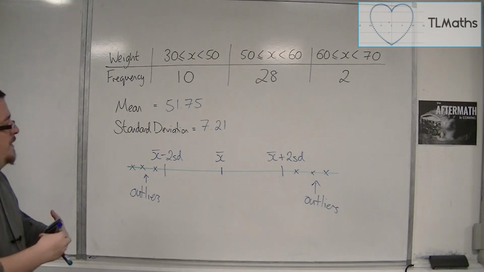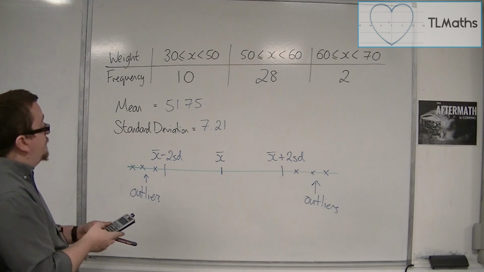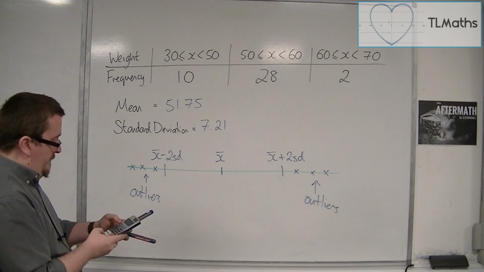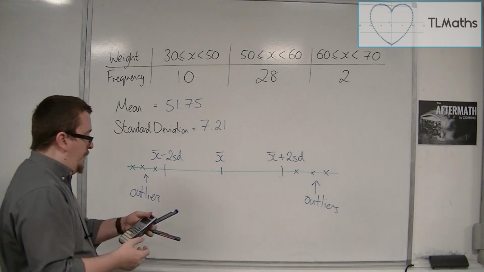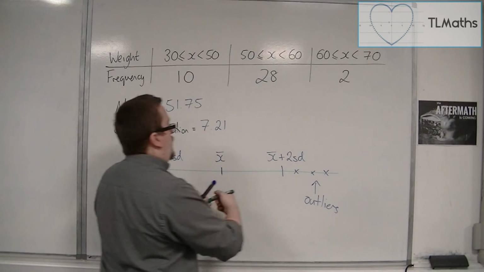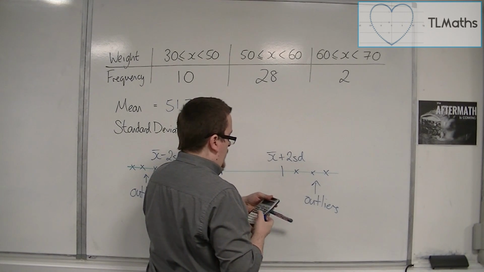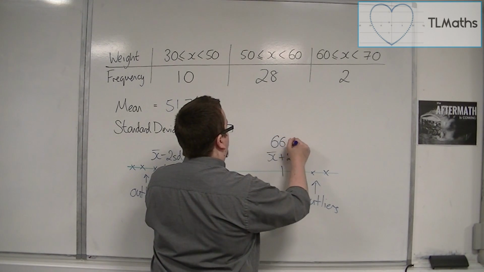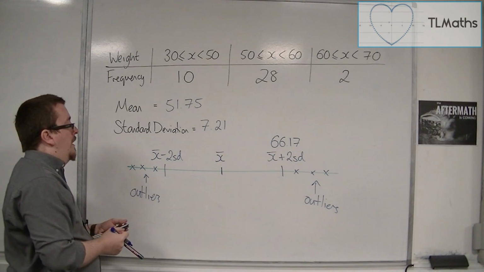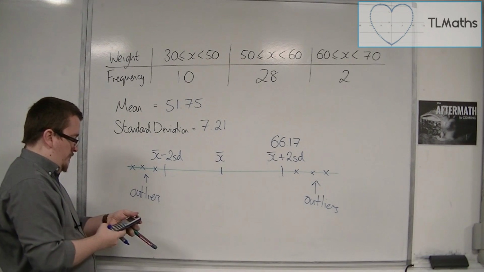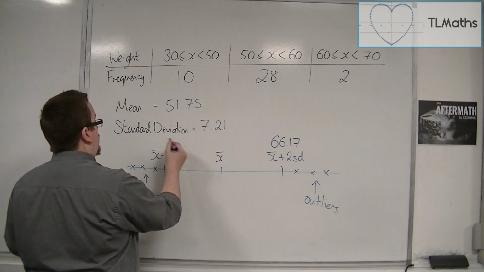Okay, so if I do this for this problem, then we have 51.75 plus the standard deviation, which is 58.96. So this would be 2 lots of standard deviation, which is 66.17. Okay, and take 2 standard deviations from the mean, gets us 37.33.